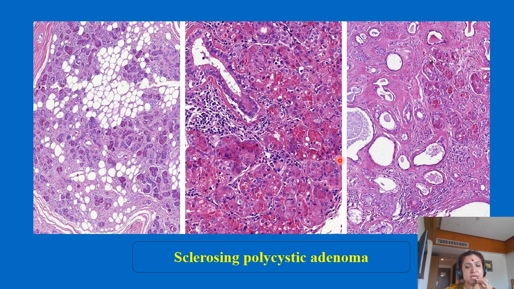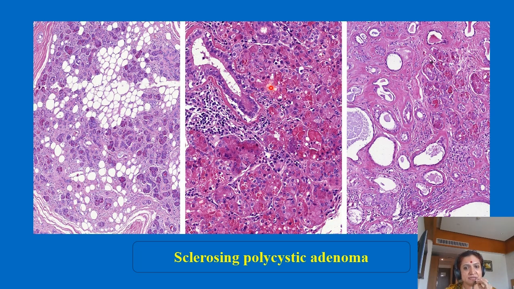And sclerosing polycystic adenoma has been shifted into the neoplastic category because of identification of characteristic molecular alterations. Based on that only this has been shifted. And the implication of shifting it into the benign neoplastic category is that since it is a neoplasm, we pathologists have to mention the status of margins in an excision specimen, and very rarely carcinomas have been reported arising from this entity.